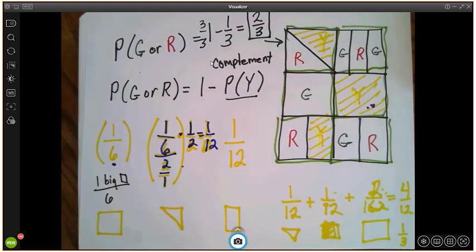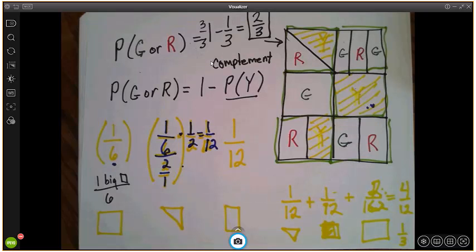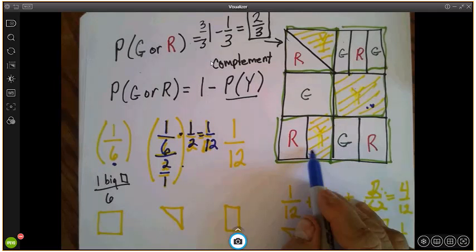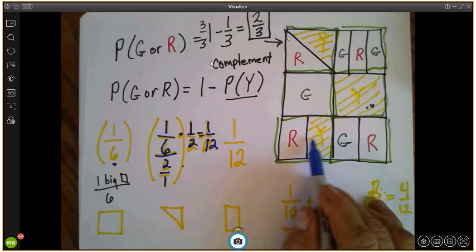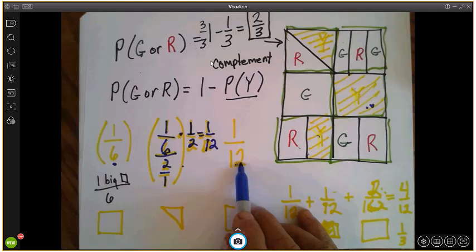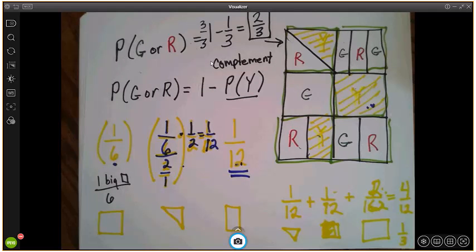Okay? Now you could do the same thing here. You're going to get the same thing. This is 1/6. What's 1/6 divided by 2? 1/12. So you can do it several different ways, but you have to be consistent. Okay? All right. Who's got questions?